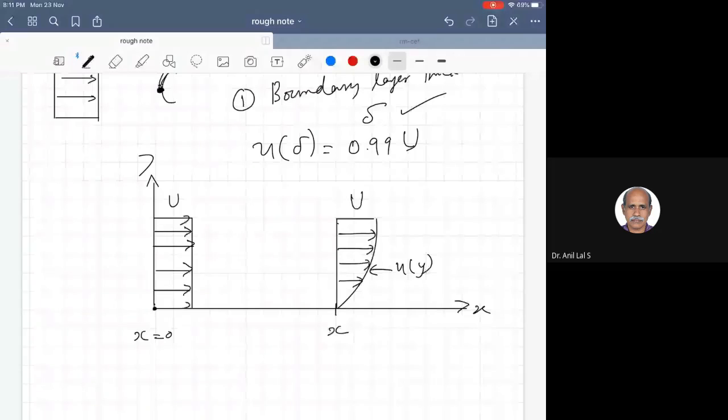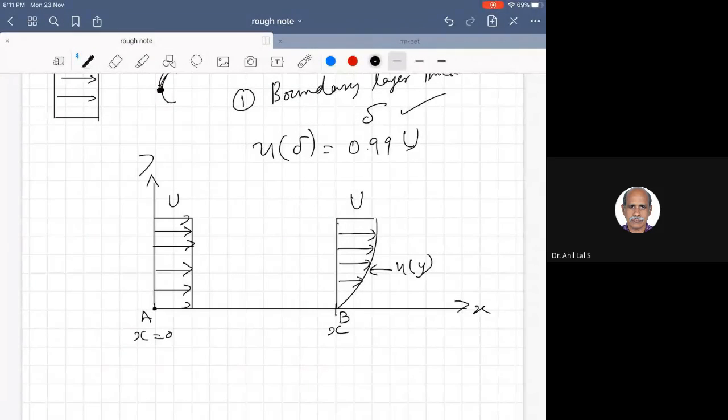Let these points be denoted as A, B, C, D. Let us draw a control volume also, like this. A, B, C, D is a control volume. Let's consider A, B, C, D as a control volume.